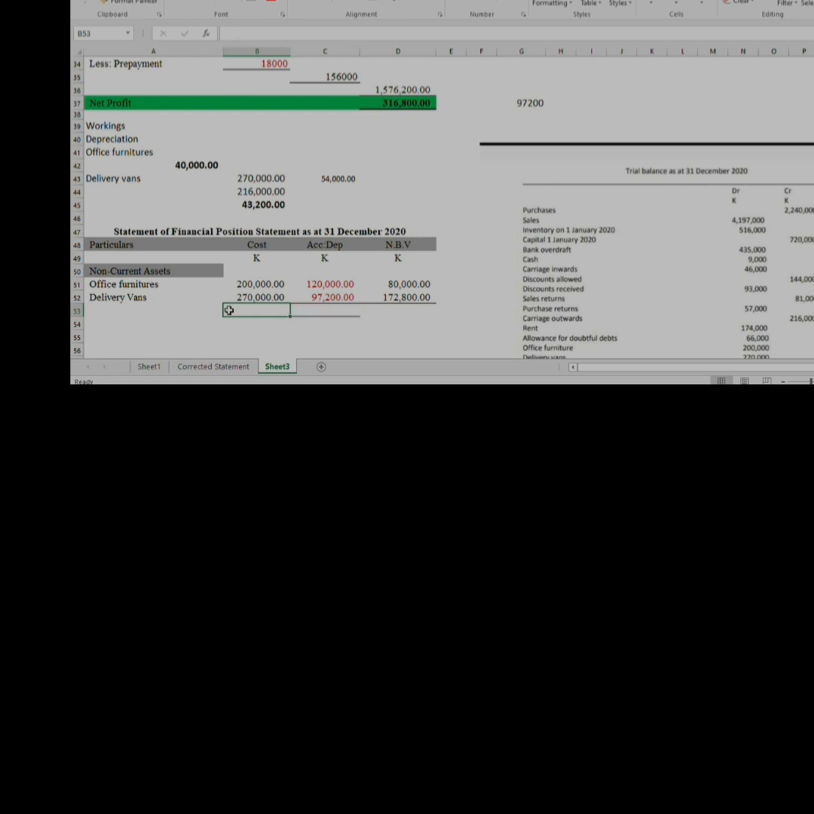Now we can balance this. We find the total non-current assets. So we have 200,000 plus 270,000, find the answer there. Then you can also say 120,000 plus 97,200, get 217,200. Then you can say 470,000 minus 217,200, which is just the same as saying 80,000 plus 172,800. You'll still be able to get the same figure here. Then from here we can go to current assets.